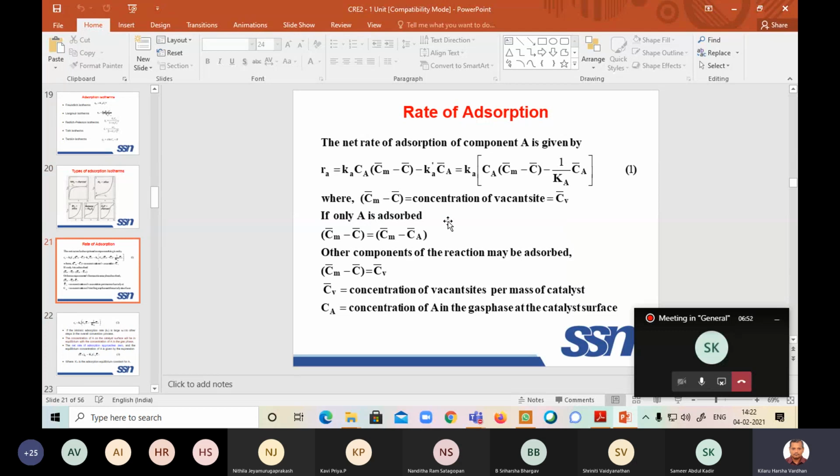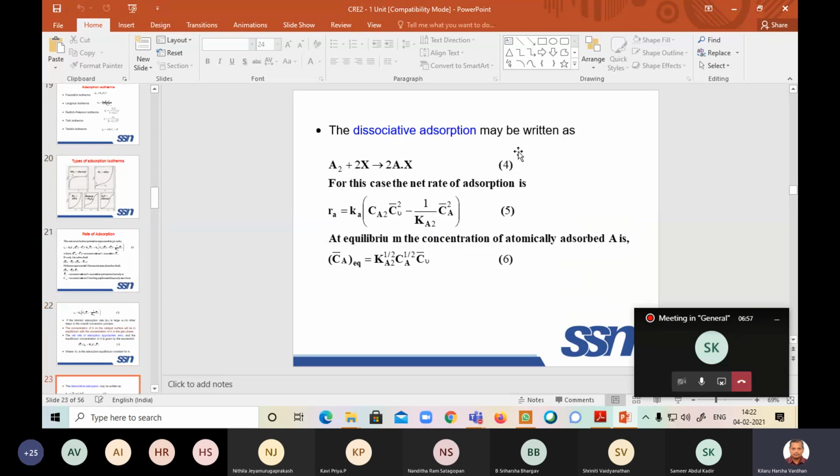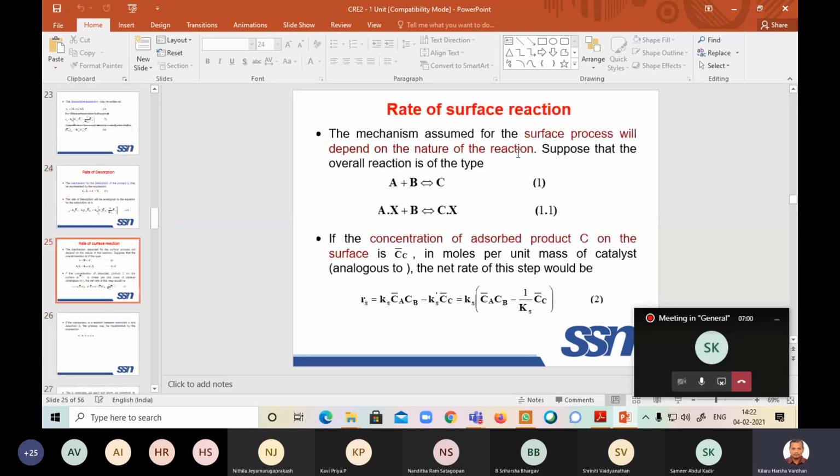Next comes how to write the rates in adsorption. First is the rate of adsorption, then the rate of desorption, and if a reaction is happening, then how to write that rate. Once you write the rate for all 3, not all 3 will be rate controlling. Only one out of these 3 will be rate controlling. When only one is rate controlling, then how to write the overall rate, that is the global rate. That is what you will be studying in the next 2 to 3 classes, right?